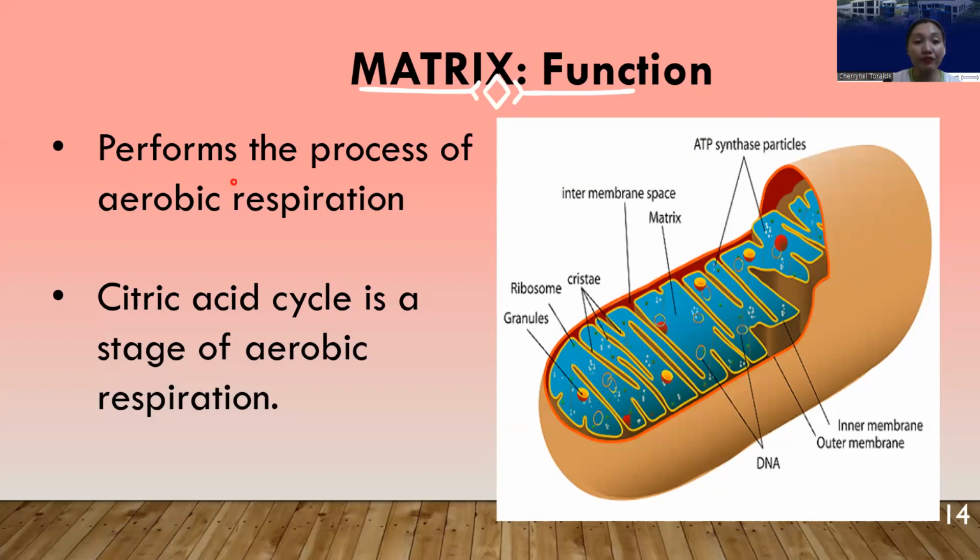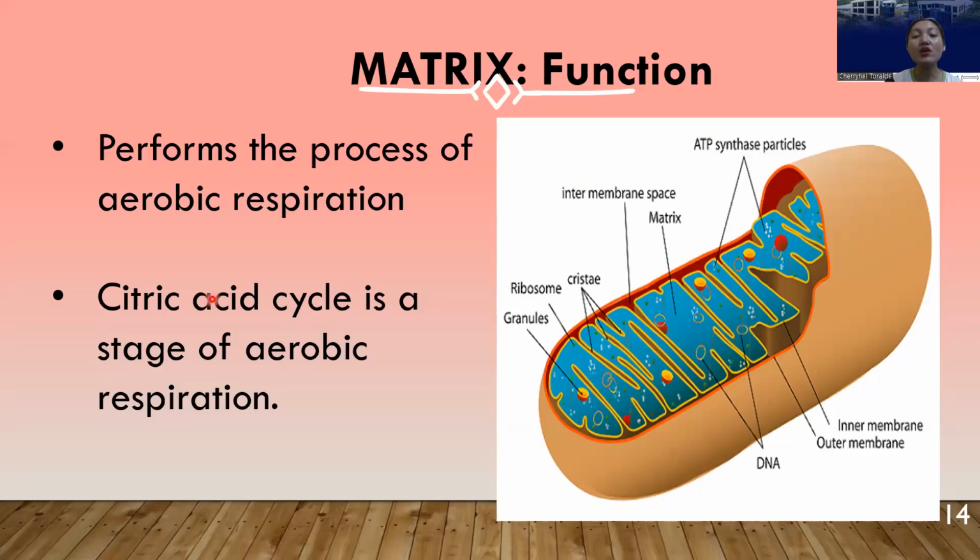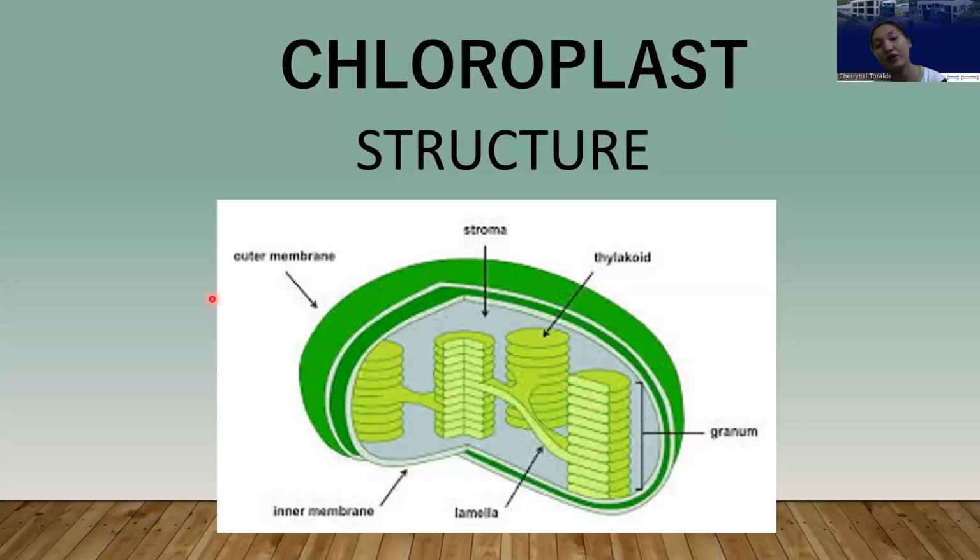Another function of the matrix is that it performs the process of aerobic respiration, which is the citric acid cycle. I already said that earlier. And now, let's move on to the chloroplast.